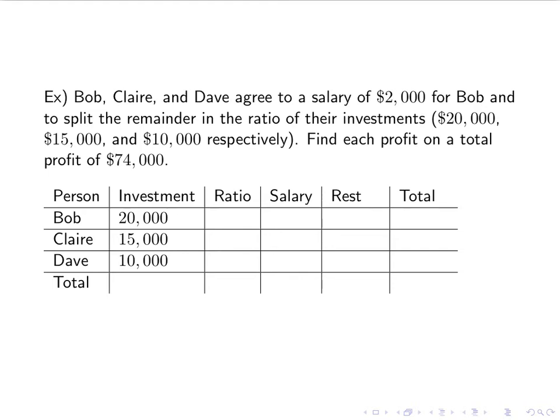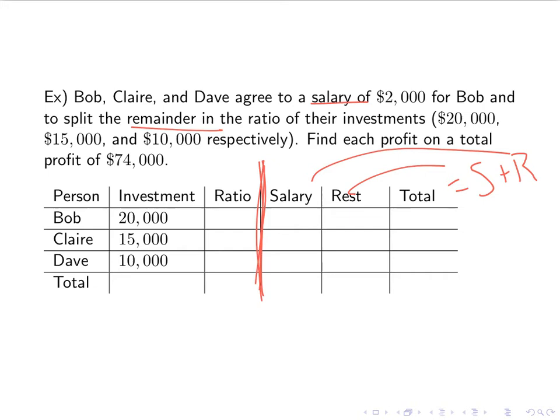So what I'm going to do is create a table, and the table's headings are going to be person, investment, ratio, and then the rest depends on what they're actually getting paid out. So from here, everything to the left doesn't actually get added into total. So the total here is only the salary plus the rest. Okay? Because it says they agree to a salary, and the remainder, which is the same as rest, is the ratio of their investments. So when I say total, I'm adding salary plus rest. The investment is not part of their total.